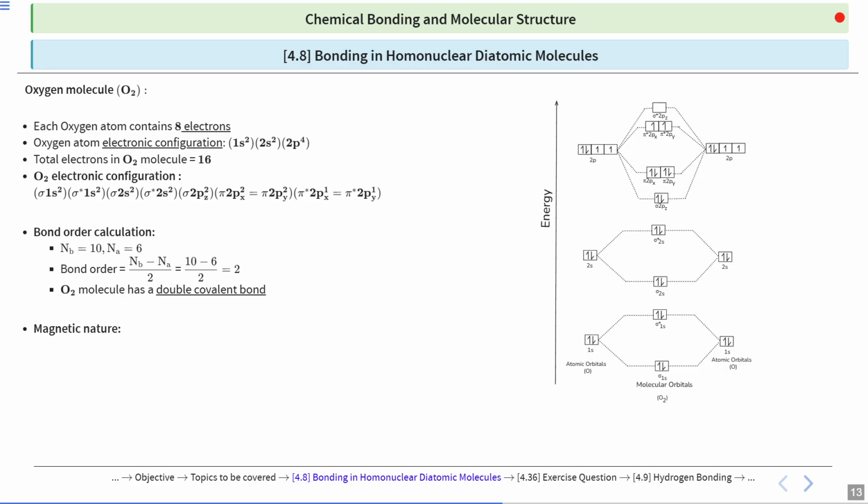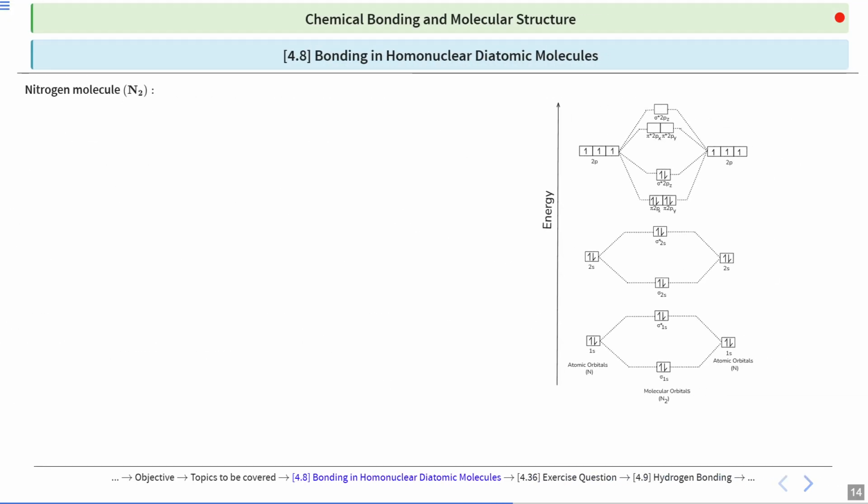Then what about the magnetic nature? Because of the 2 unpaired electrons in the anti-bonding orbitals, which are pi star 2px and pi star 2py, O2 will be paramagnetic in nature. So this is the first molecule that we are encountering which is paramagnetic in nature.